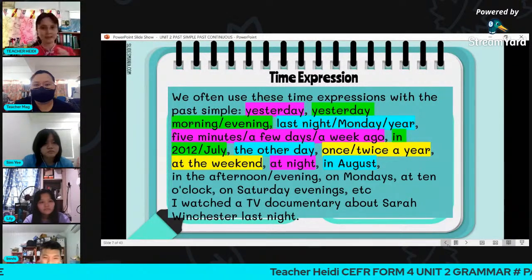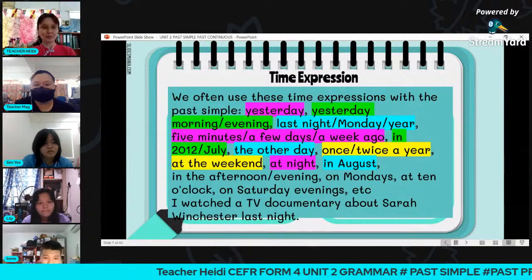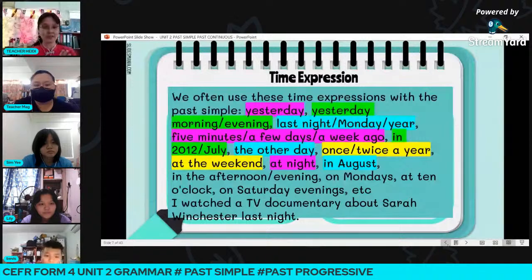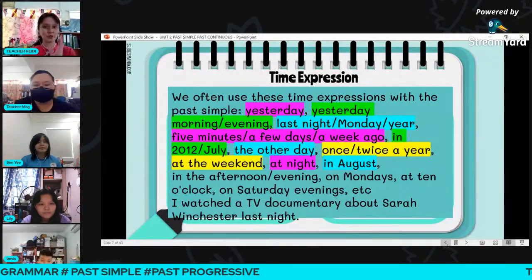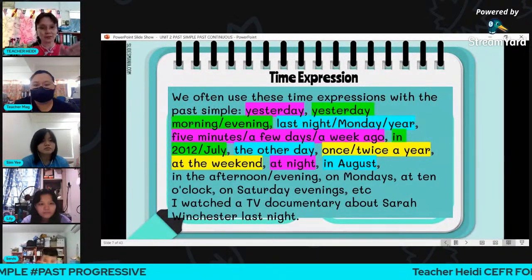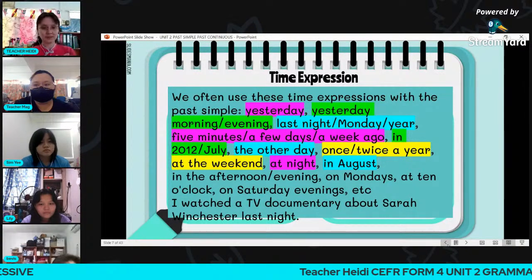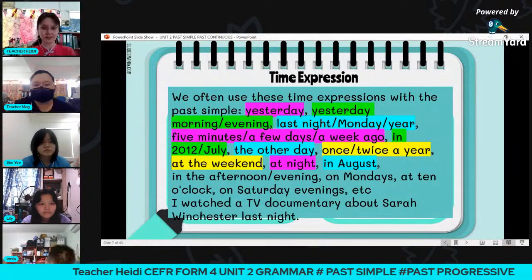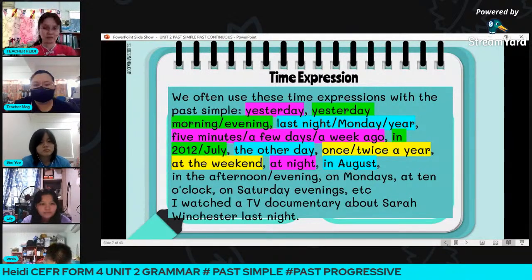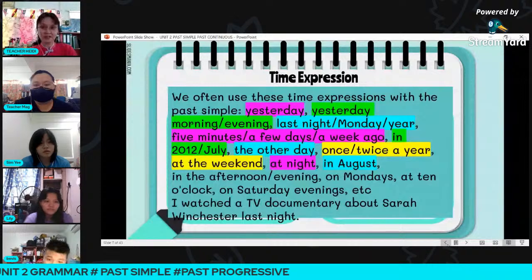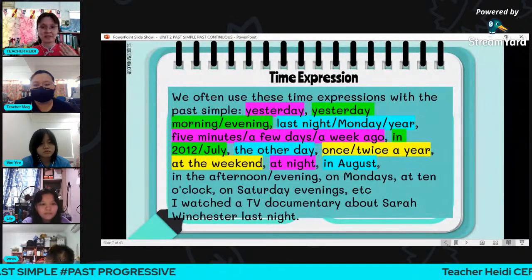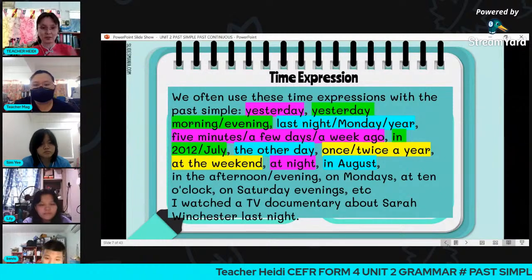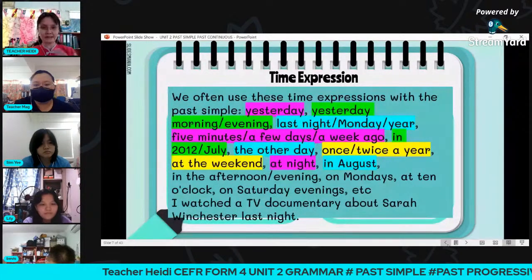Okay, so normally, whenever you attempt a question, make sure you look at the time expression, because the time expression will give you a clue. Is it a present or a past tense? All these words that teacher highlighted above show that it has already happened. Yesterday, yesterday morning, to be more exact, yesterday evening, or you can say last night, last month or last Monday, a few minutes ago, a few days, a week ago. All this indicates that it is a past tense.